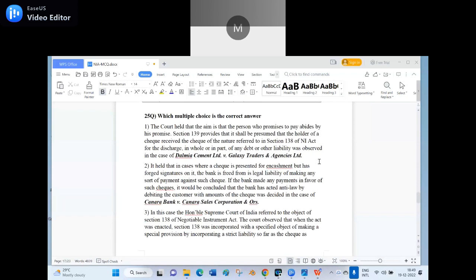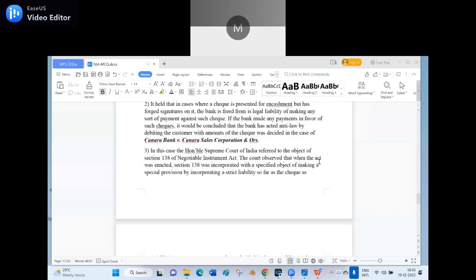2. It was held that in the case where the check is presented for encashment but has a forged signature on it, the bank is free from the legal liability of making any payment against such a check. If the bank made any payment against such a check, it would be concluded that the bank has acted contrary to law by debiting the customer with the amount of the check. This was decided in the case of Canara Bank versus Canara Sales Corporation and others. And the B is there, and 3 is there.